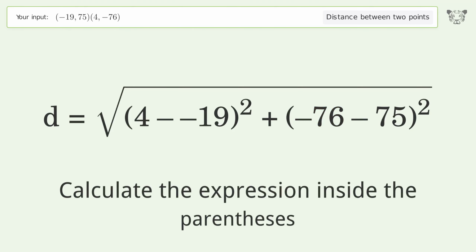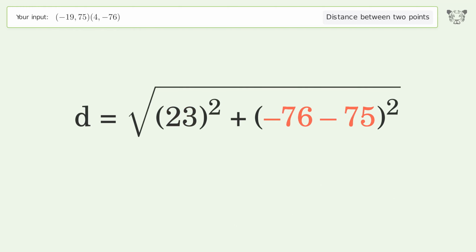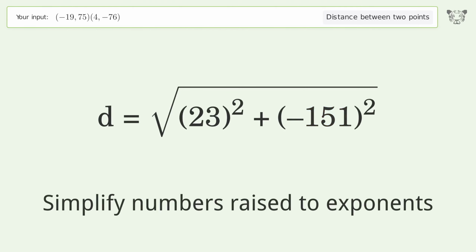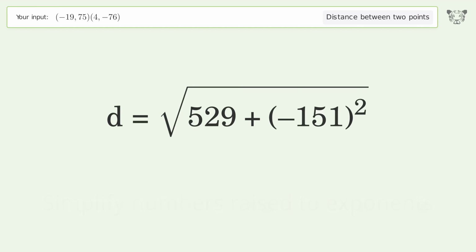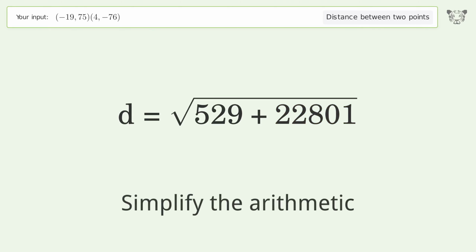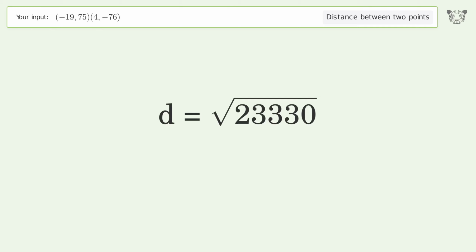Calculate the expression inside the parentheses. Simplify numbers raised to exponents. Simplify the arithmetic. And so the distance between the 2 points is the square root of 23,330, or 152.742.